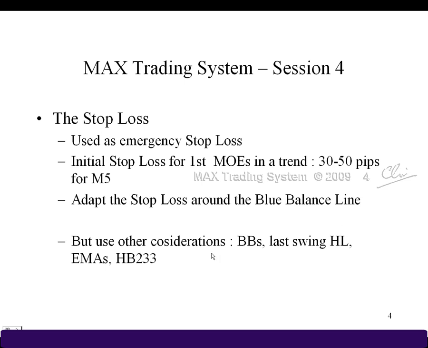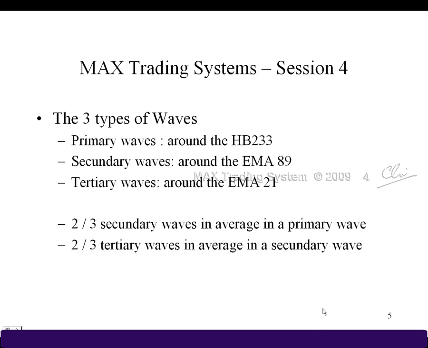You also have to use some other considerations. As a consideration, if you have several convergences between the Bollinger Bands, the last swing high-low, the place of the moving average, the place of the home base, you have to take into account these elements to have a better place for your stop loss and avoid the risk of being exited from your trade too soon, and let the trend develop.